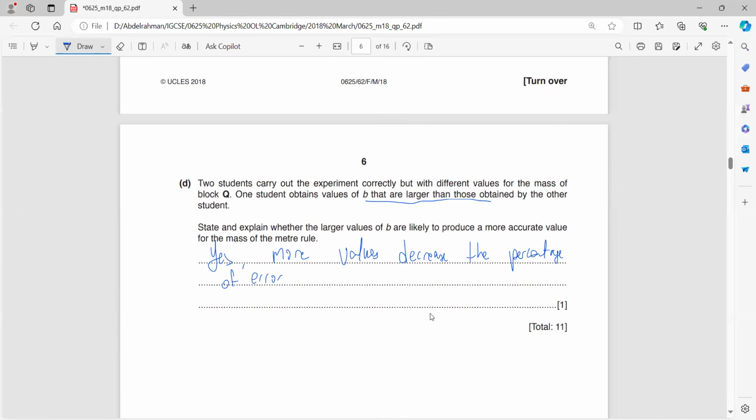We cannot say they decrease the error alone, no, because the error is there, okay? You cannot just say more accurate. You have to say why it is more accurate. Because the percentage of error decreases. Why does the percentage of error decrease? Because the errors now have less effect. The error is less affected when you divide it over a larger range of values. That's why we always use at least 5 values for the range. If you use only 2 values, for example, that would be wrong.